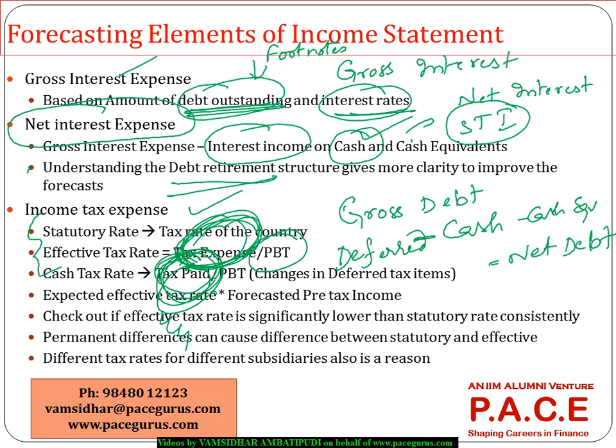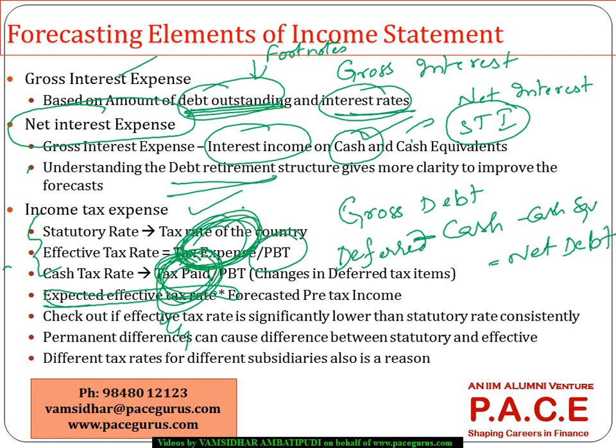So, because of the deferred tax expenses and the changes in the deferred tax expenses, I may end up paying either more tax or less tax, which is what gets captured as a part of the cash tax rate. But when we are trying to forecast the financial statements, what we are trying to represent is take the expected effective tax rate, whatever could be the effective tax rate for the next few periods, multiply it with the PBT for that particular period and arrive at the tax expense.